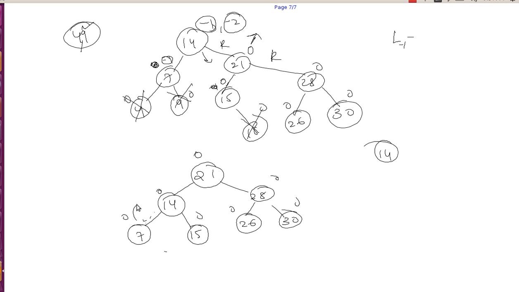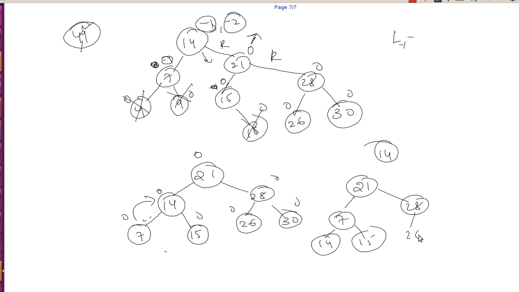You replace 14 with 7. So the resultant tree will be 21, 7, 14, 15, 28, 26, 30, and then you delete element 14. So you swap it. So the resultant tree will be a balanced tree for you. So here you have 0, minus 1, 0, 0, 0, 0. Next, delete the element 7.